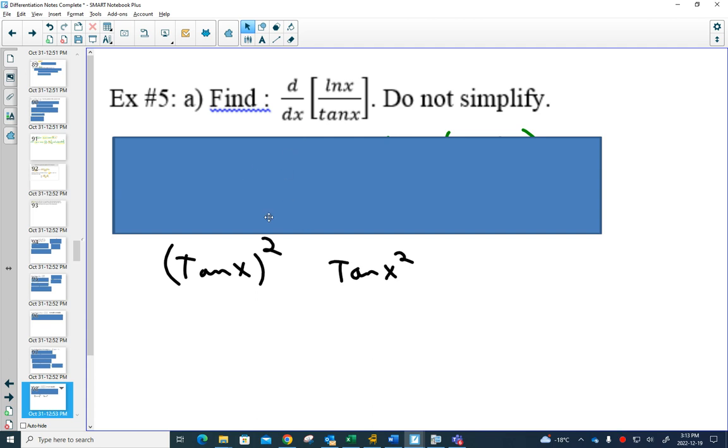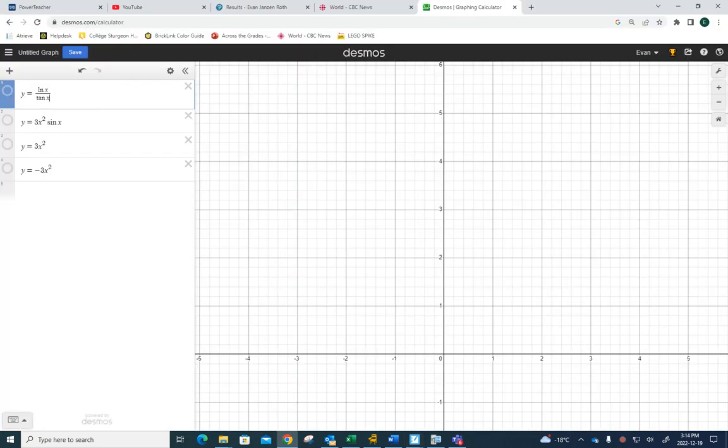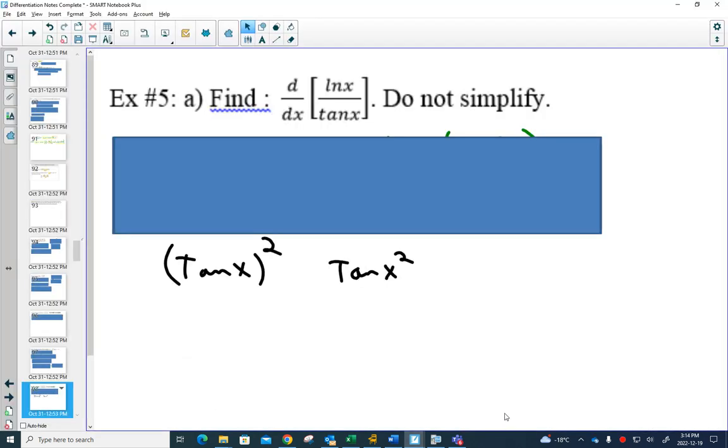While you're working on this one, I'll graph. I'm sure you all have the picture of the natural log of x divided by tan of x in your head. I'll let you find the derivative first. Find the derivative. Yeah, got it. You have to create the excitement in math class. I can't wait to see what this graph looks like. Make my day.